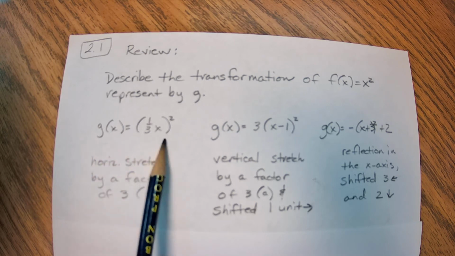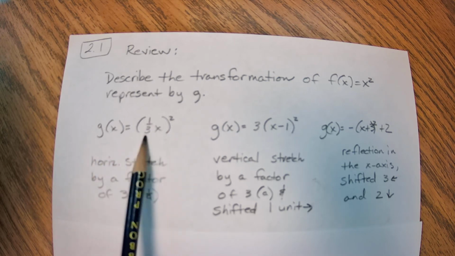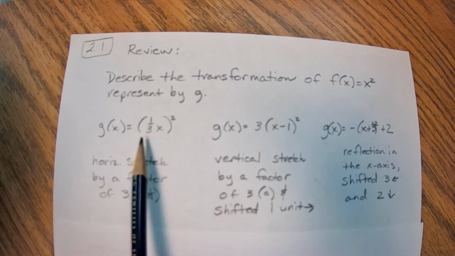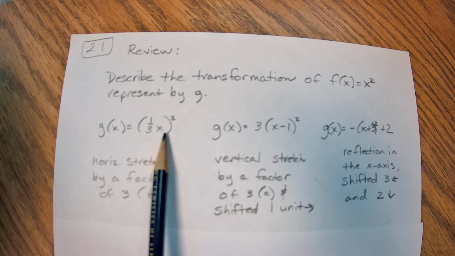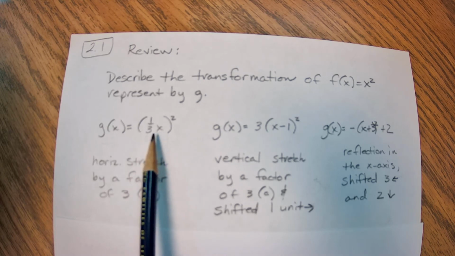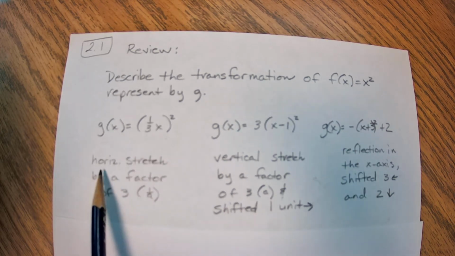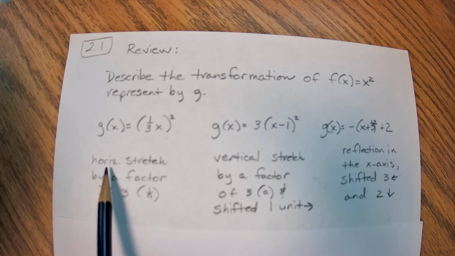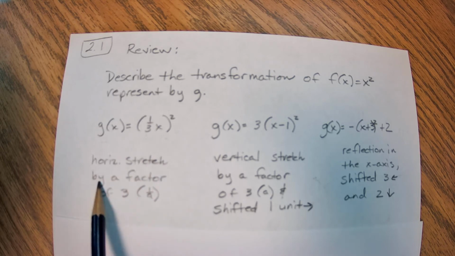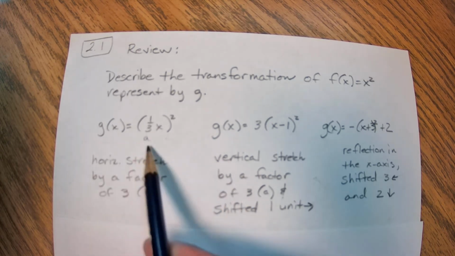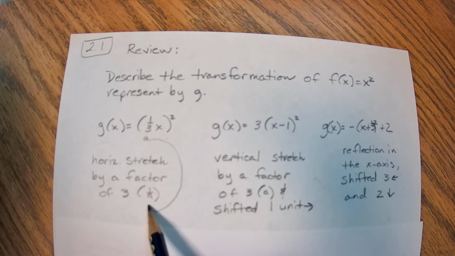So if g of x looks like this, I want you to keep in mind what happens when there's a constant that's multiplied only to the x. It's not applied to the whole function, it's only applied to the x. Remember, those are horizontal scaling. So this would be a horizontal stretch by a factor of 3, because if this is a, the factor of scaling is 1 over a. And that's the biggest difference between a horizontal scaling and vertical.